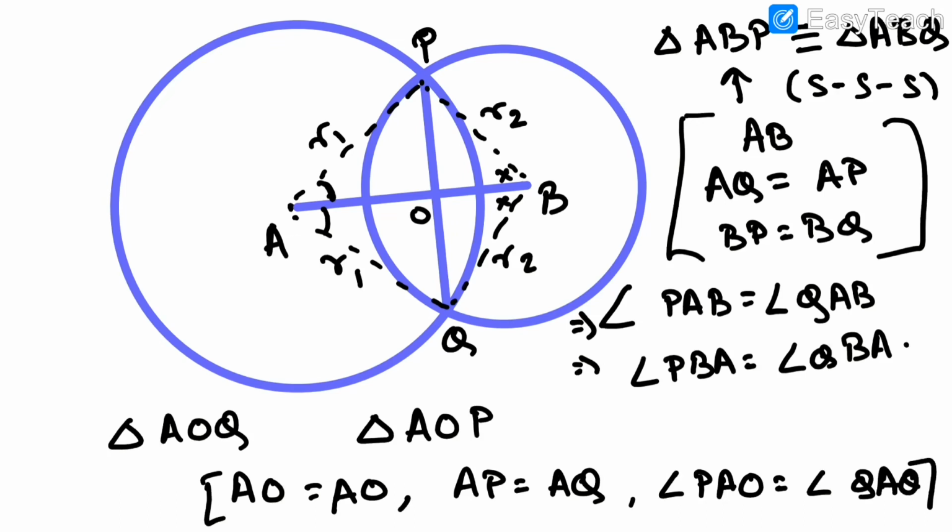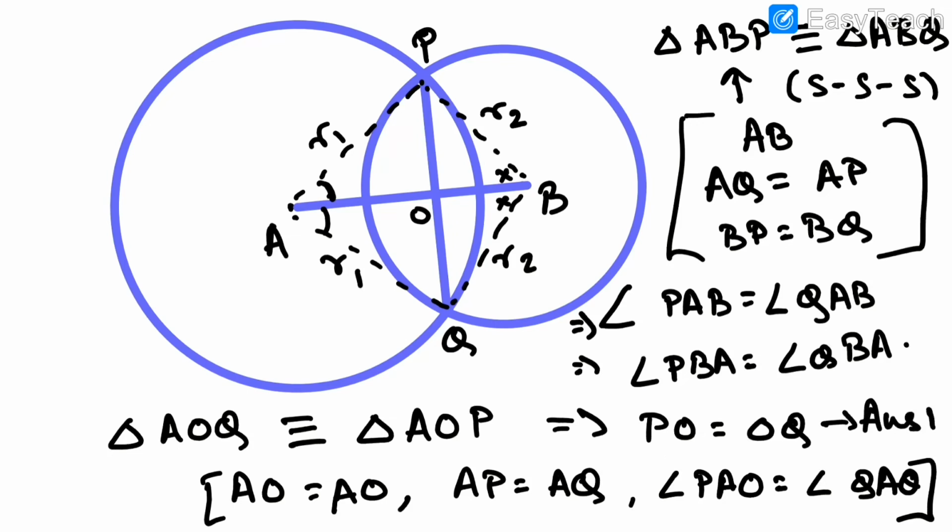So we have two sides and an included angle similar, which means we have these two triangles as congruent, which leads to PO equals OQ, and which proves our first answer, that O is the midpoint of PQ. So AB meets PQ in its midpoint O. Okay, so first thing is already proven.